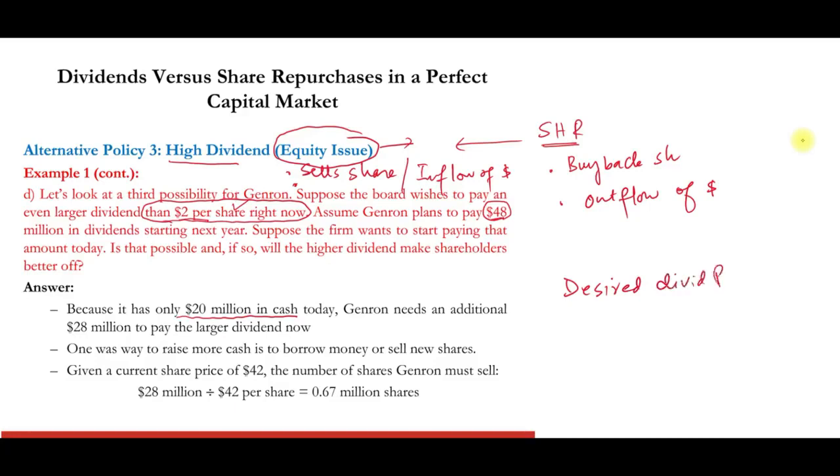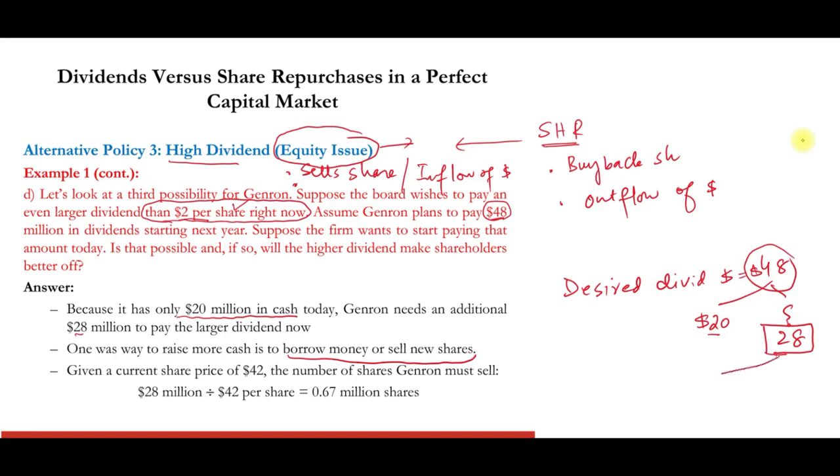Because currently the company has only $20 million in excess cash today, how much is the desired dividend amount that the company wants to pay? As you can see, it is 48. So out of 48, the company currently has how much? $20 million. So how much does the company need extra? 28. So the company needs 28 million extra, plus this, to pay the 48 million dividend currently. Okay, additional is how much? 28 million. One way to raise more cash is to borrow money or sell new shares.